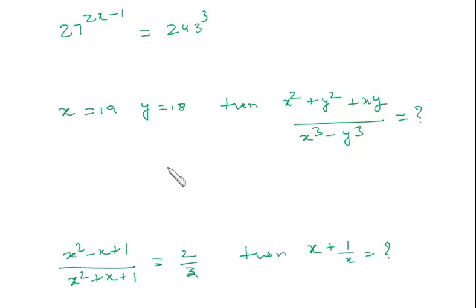Now let's see these sums. 27 raised to 2x minus 1 is equal to 243 raised to 3, then x is equal to what? Now 27 and 243, both of them are there in the power of 3.